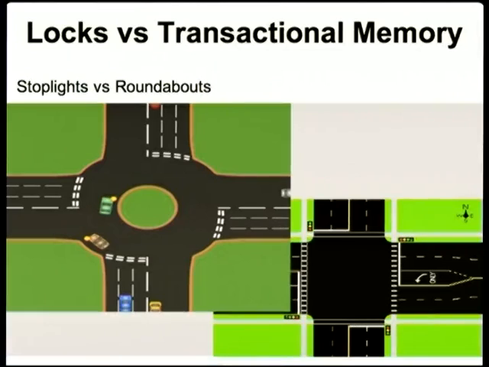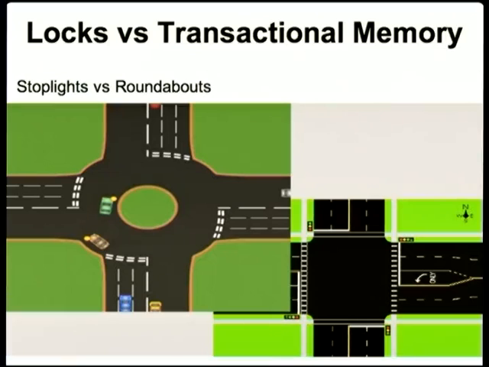One of the analogies I like is that transactional memory versus locks is like roundabouts versus stoplights. The way a stoplight works is all the people who want to go this way get to go, all the people who want to go this way get stopped. So these guys have the lock, and everybody over here has no forward progress until the lights change, until they get the lock.